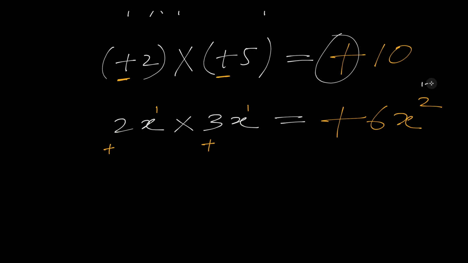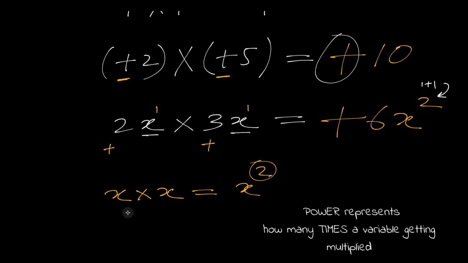So for example, 1 plus 1 is going to be 2. That's the reason we are increasing the power if both have the same kind of variable. Here it is x, this is also x. So instead of writing 2 times x, I am going to write x to the power 2. Now take the same example. For x into x, we have written x square. What this means is the power represents how many times it is getting multiplied.